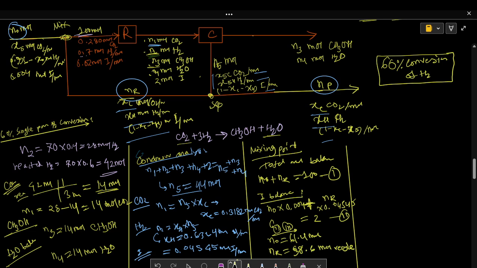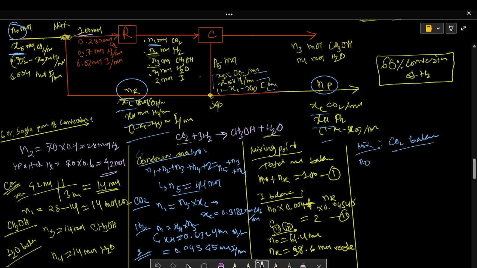So we have already solved for N naught and NR. So our problem is easy now, just two unknowns left. One unknown is X naught, the molar composition of carbon dioxide in the fresh feed into the process. For this, in this mixing point, we just have to do a carbon dioxide balance to easily calculate the molar composition of carbon dioxide in the fresh feed into the process.